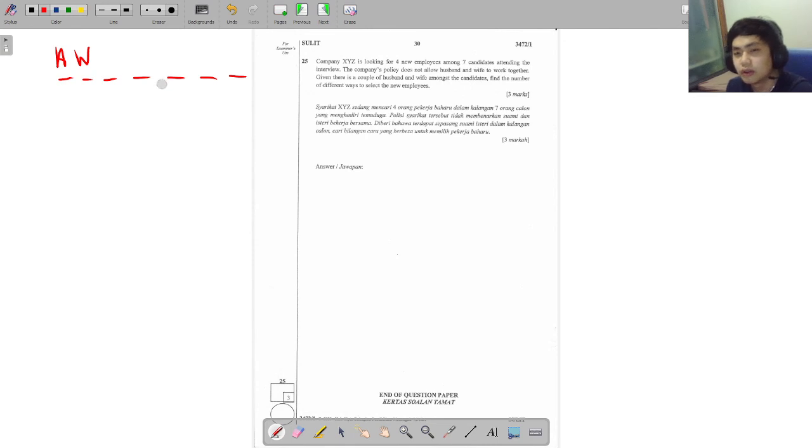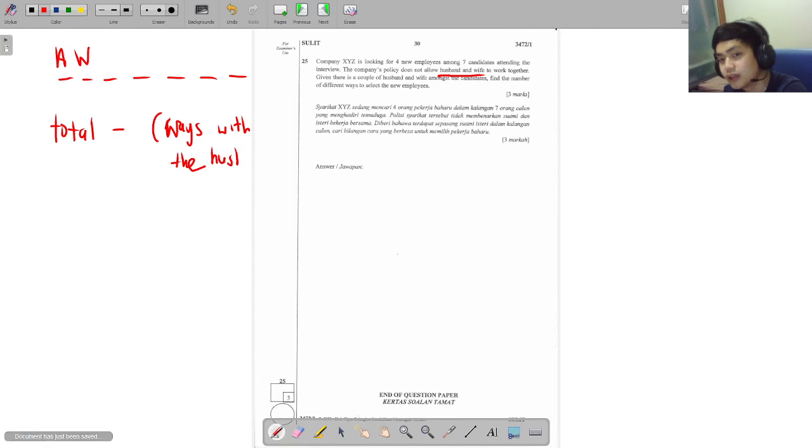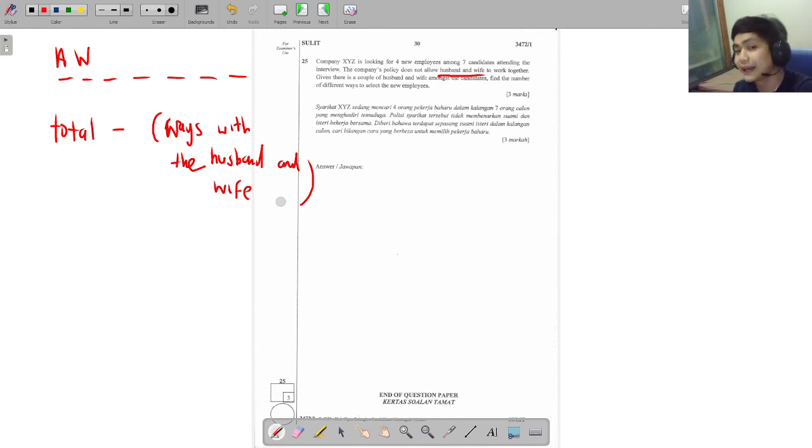So now it's difficult to count how many outcomes there is where there is no husband and wife, but it's easier to count the complement of that. So the complement of that is just the total minus the ways with the husband and wife. So now we are gonna need to find the total ways to arrange, and we're gonna minus that with the ways in which the husband and wife work in the company as well, right? So how we do that is that first we find the total. So the company is looking for 4 new employees out of 7 candidates. So out of 7, we need to choose 4.